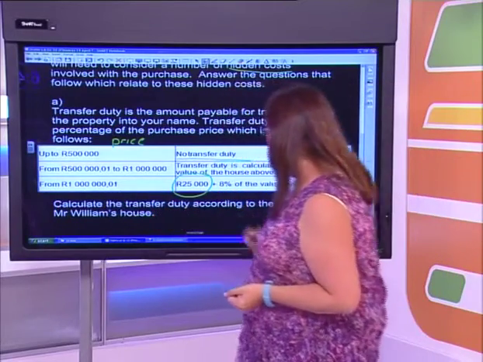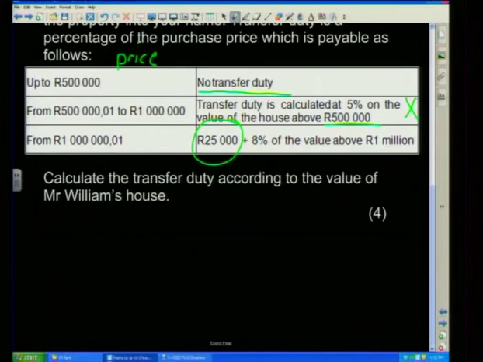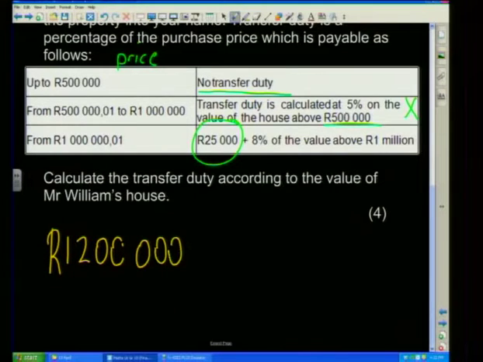Right. Let's calculate the transfer duty according to the value of Mr. Williams' house. Now, Mr. Williams had quite a bit of money. Mr. Williams wanted to buy a house that was 1.2 million. I'm slightly jealous of him. I'm trying to work out how many zeros are in 1.2 million. A little bit jealous myself. Okay, another 3 zeros. 1.2 million Rand.